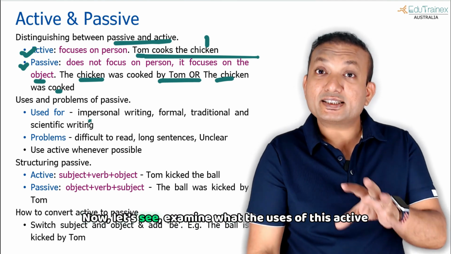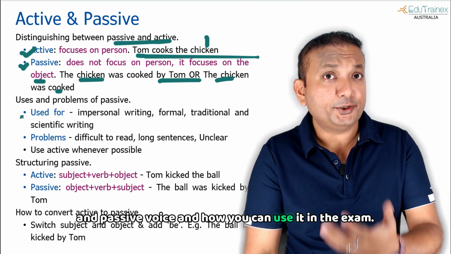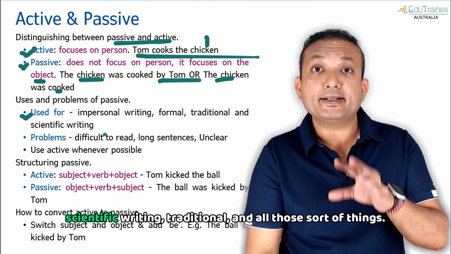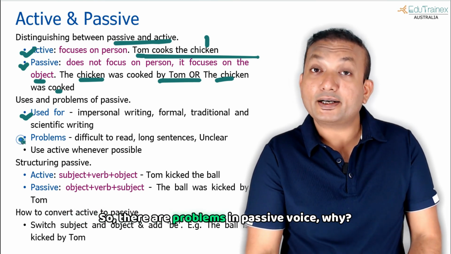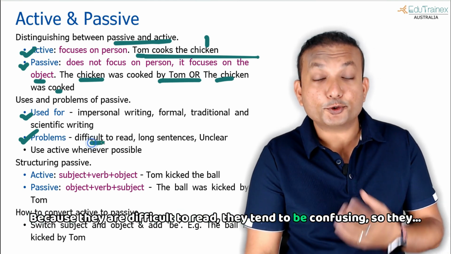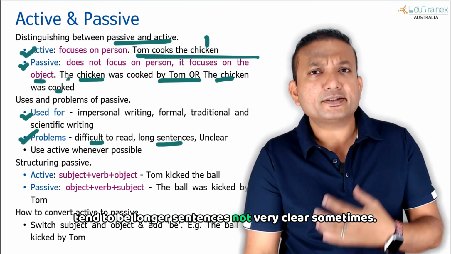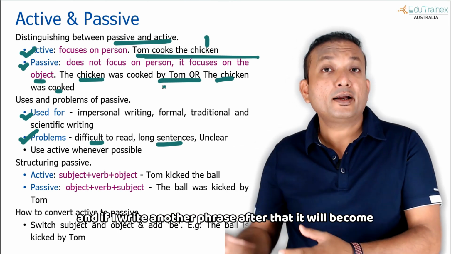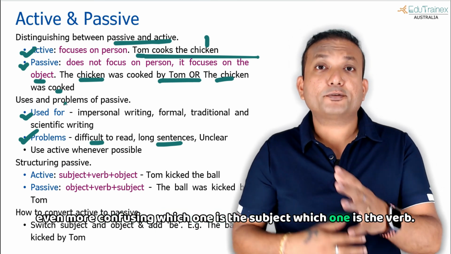That's the difference. Now let's examine the uses of active and passive voice and how you can use it in the exam. So basically, passive voice is used for impersonal writing, scientific writing, traditional writing, and all those sorts of things. So there are problems in passive voice. Why? Because it is difficult to read. It tends to be confusing. It tends to make longer sentences, not very clear sometimes. If you read this sentence, the chicken was cooked by Tom, and if I write another phrase after that, it will become even more confusing. Which one is the subject, which one is the verb?